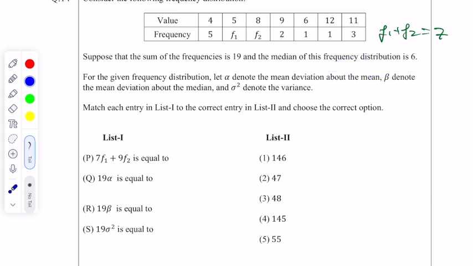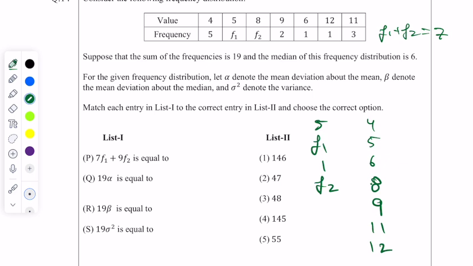Alright, so if we try to write down the values, we have to rearrange in increasing order. It will be 4, 5, 6, 8, 9, 11, 12. We have how many over here? At 4 we have got 5 frequencies. At 5 we have got f1. At 6 we have 1. At 8 we have f2. At 9 we have got 2. At 11 we have got 3. And at 12 we have got 1. Total we know 19. If we talk about the midpoint of 19, that means before that 9, after that 9, it will be the 10th one. So the 10th one should be this one. So before that there should be 9. f1 is 4.